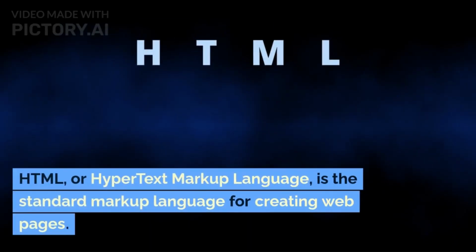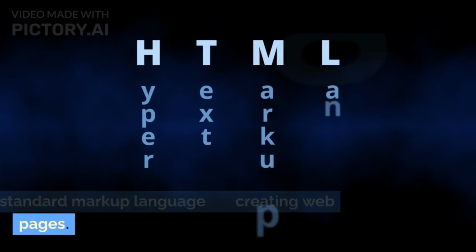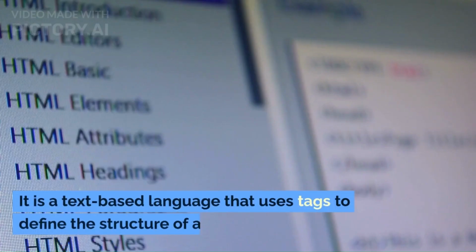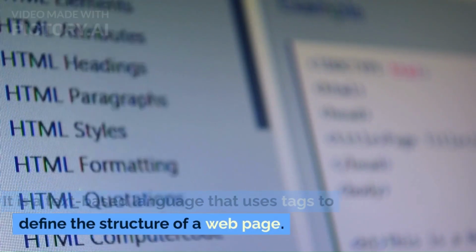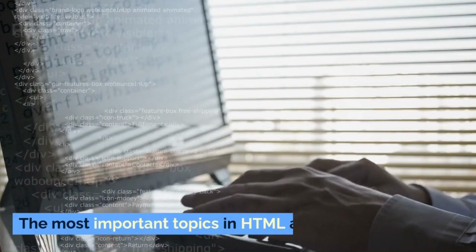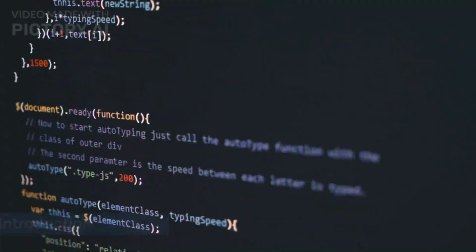HTML, or Hypertext Markup Language, is the standard markup language for creating web pages. It is a text-based language that uses tags to define the structure of a web page. The most important topics in HTML are: Introduction to HTML.